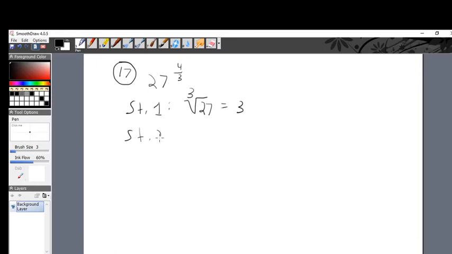Step 2, we kept talking about this as a two-step process. Take that 3, the interim result, and now concentrate on the numerator, raise it to the 4th power. 3 to the 4th power is 3 times 3 times 3 times 3, 4 copies, is equal to 81. This is the final answer for problem number 17.